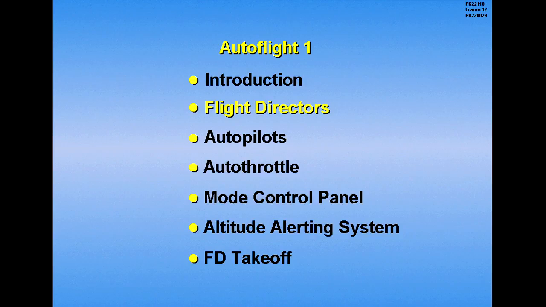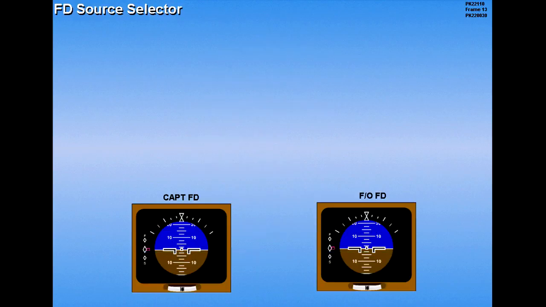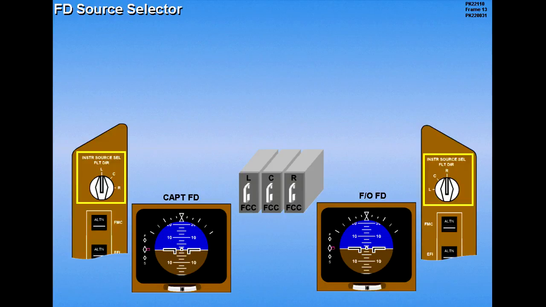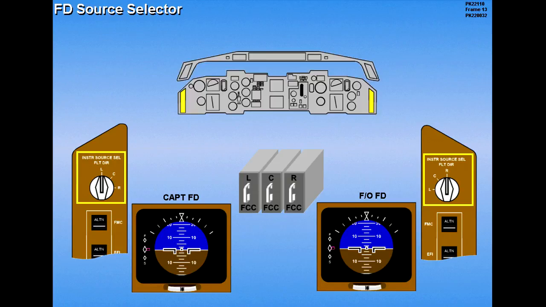Let's now discuss the flight directors. The flight directors can monitor any one of 3 flight control computers, left, center, or right. The flight control computer to be monitored can be selected from each pilot's instrument panel. These panels are located on the outer portion of each side of the instrument panel.